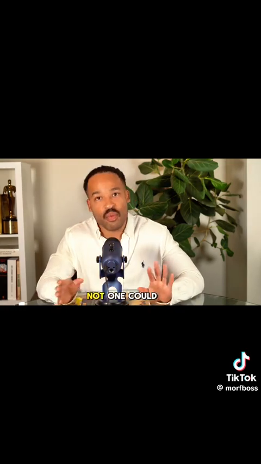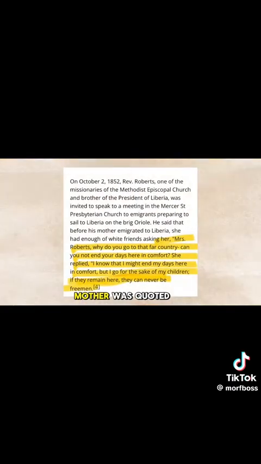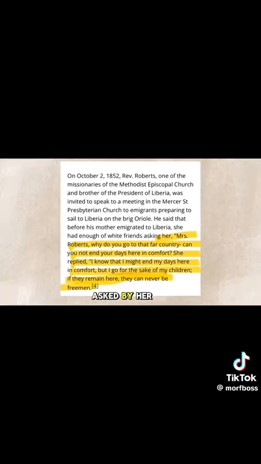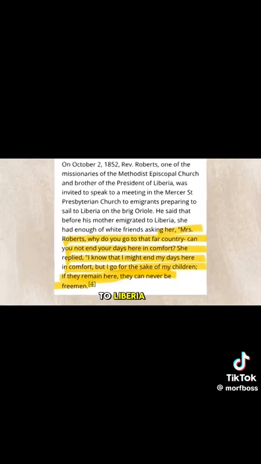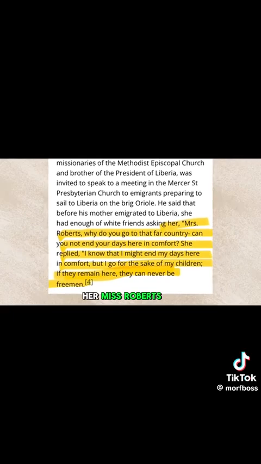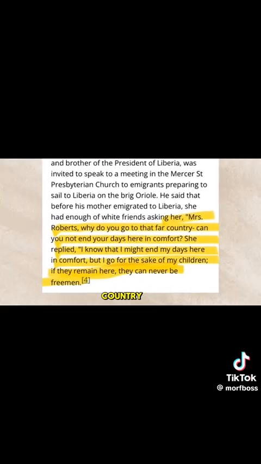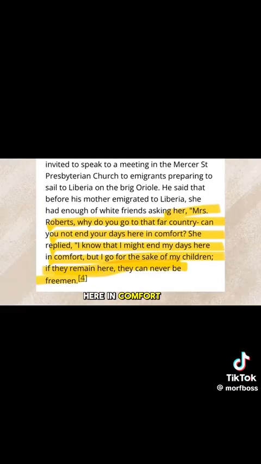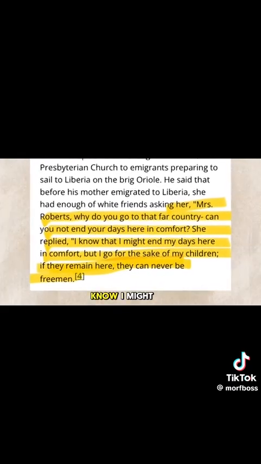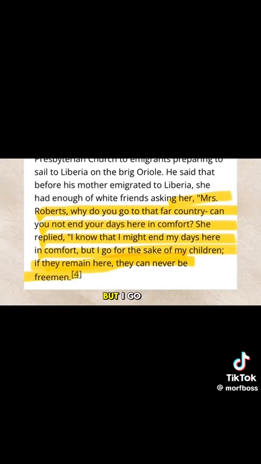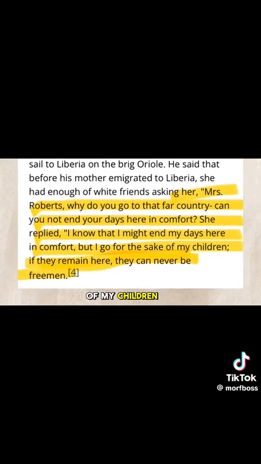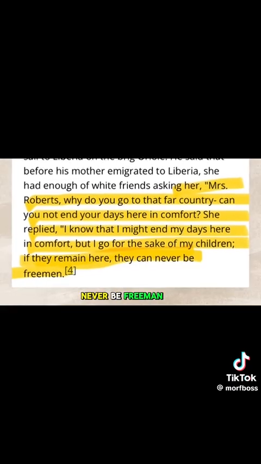So Joseph Jenkins Roberts becomes president of Liberia, and his mother wasn't actually too excited to move to Liberia, believe it or not. One could argue that she felt forced. Amelia Roberts, Joseph Jenkins Roberts' mother, was quoted saying this. When asked by her white friends why did she want to go to Liberia, they said to her, "Miss Roberts, why do you want to go to that far country? Can you not end your days here in comfort?" She replied, "I know I might end my days here in comfort, but I go for the sake of my children. If they remain here, they will never be freemen."